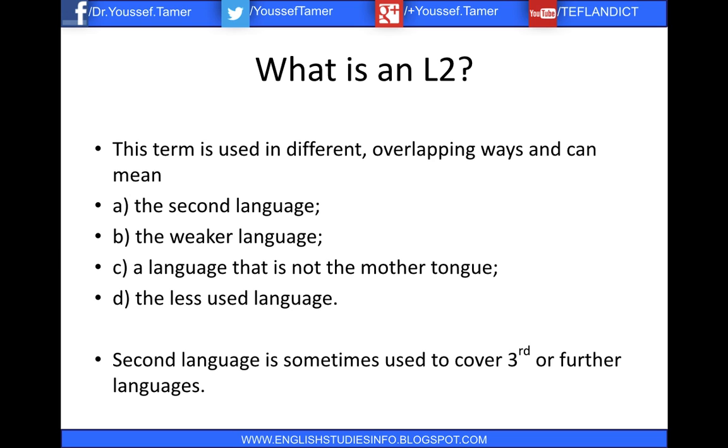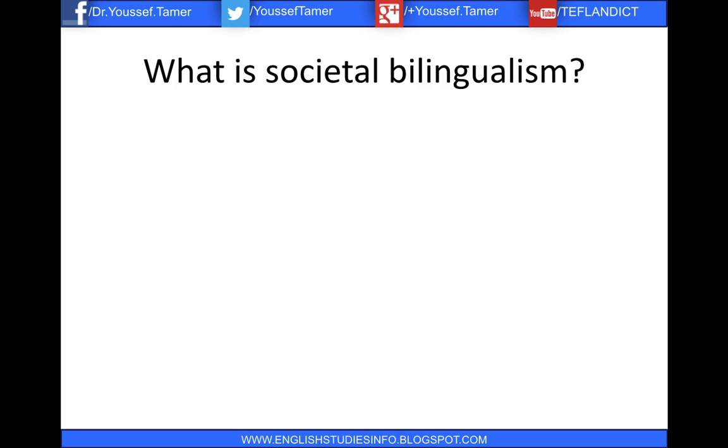Second language is sometimes used to cover third or further languages. Sometimes we can use it to refer to even third or other languages. Sometimes, not all the time. It's not important. So that's for individual bilingualism.